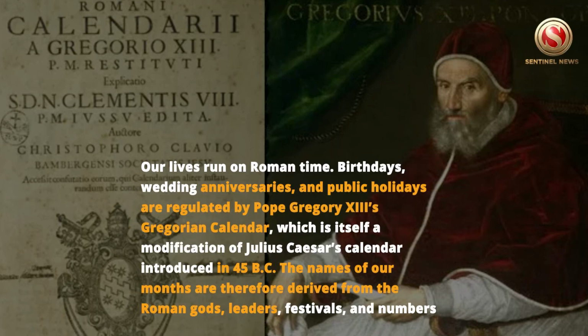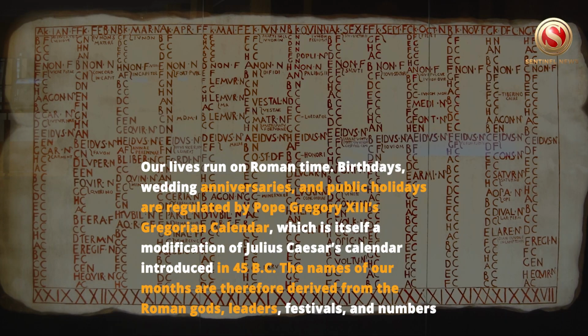Our lives run on Roman time. Birthdays, wedding anniversaries, and public holidays are regulated by Pope Gregory XIII's Gregorian calendar, which is itself a modification of Julius Caesar's calendar introduced in 45 BC. The names of our months are therefore derived from the Roman gods, leaders, festivals, and numbers.